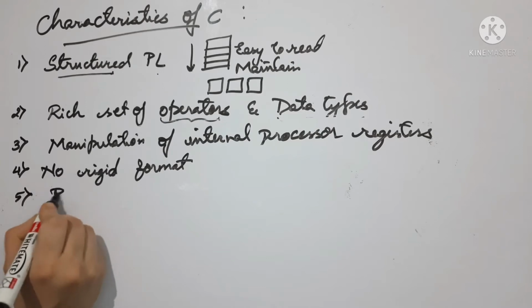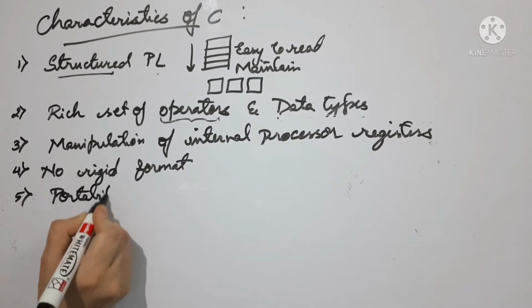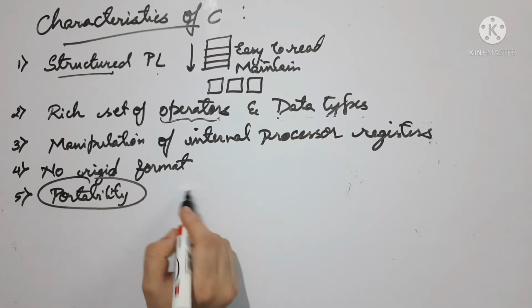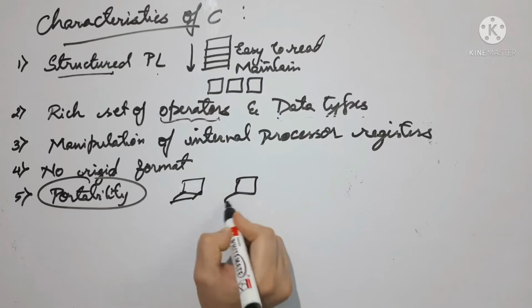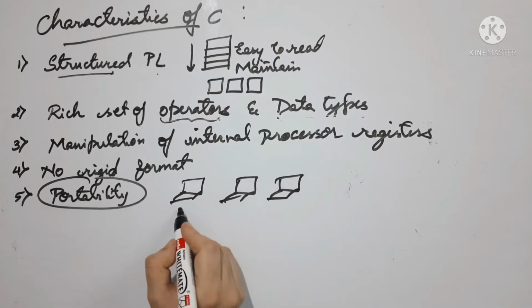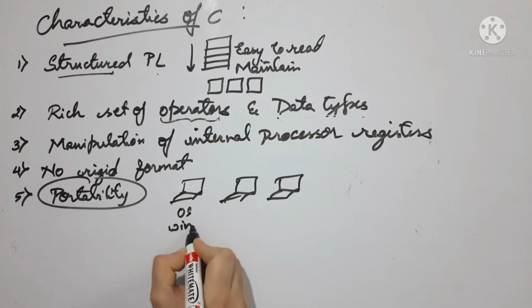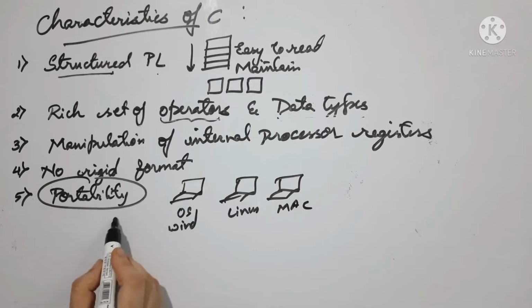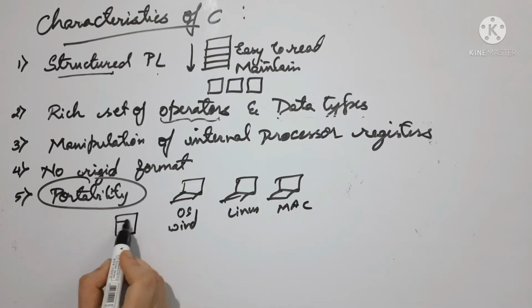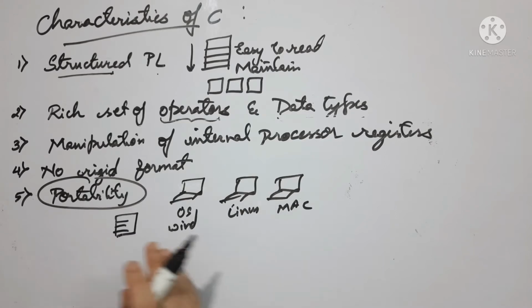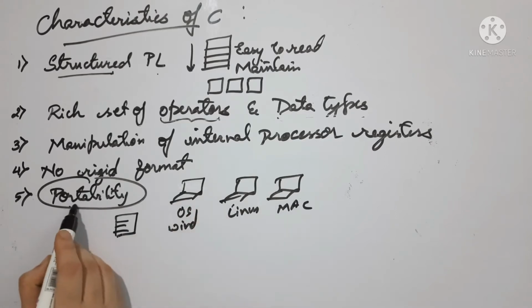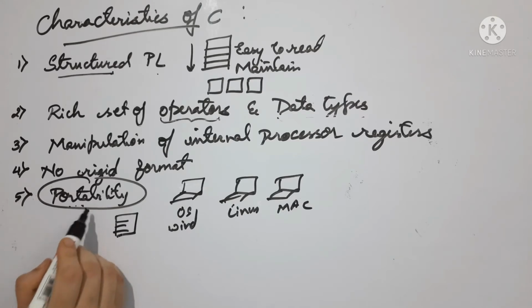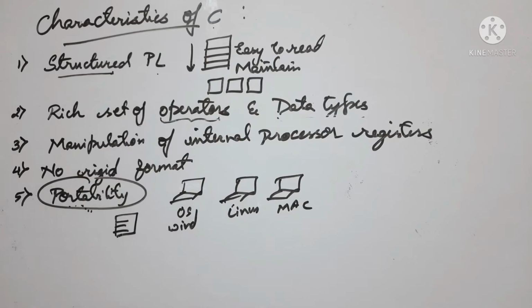The fifth important characteristic is portability. According to me, this is also a very important feature of the C programming language. Portability means if you have many computer machines with different operating systems, like this has Windows, this has Linux, this has Mac, if you write in C you can run it on any system with little or no modification. That is the most important quality of portability, which is provided in high level programming languages, and one such language is C.